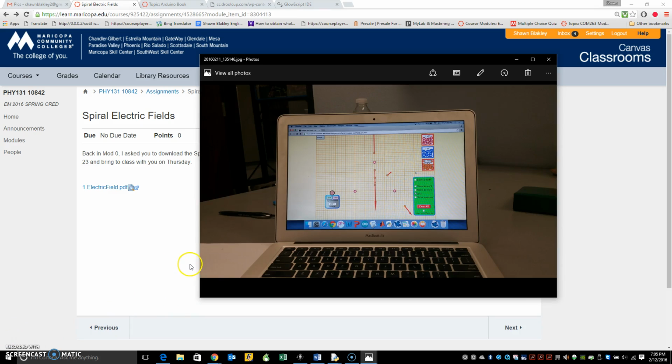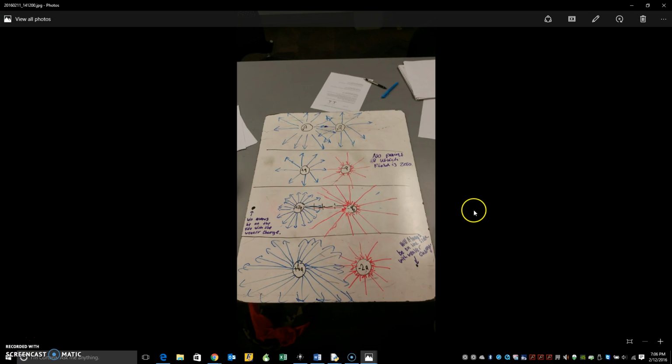So we drew those first, and then we came to PhET to check our predictions that we made on the whiteboard. And it matched up with exactly what we had here, which makes sense due to the vector addition and the force of each of these charges and knowing how they interact. You can definitely see how this works.